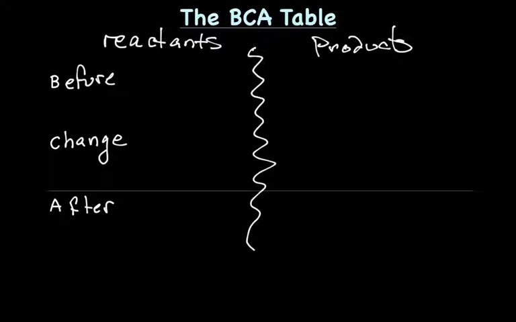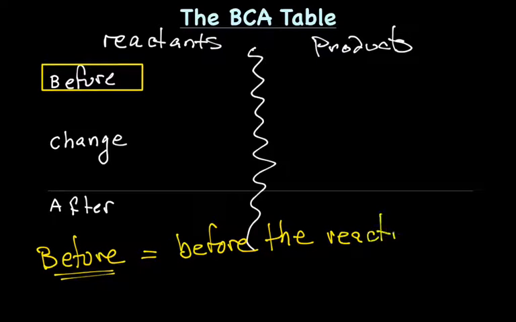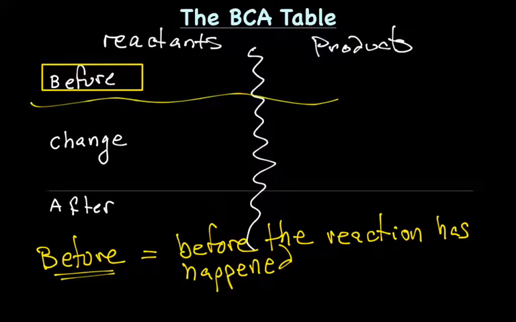Okay, so next let's talk about before. What do we mean by before? Before means before the reaction has happened. So this is when we're first mixing our reactants, before the products start. How much product are we going to have before the reaction even happens? In the before area, we're not going to have any products, right? It hasn't started yet.